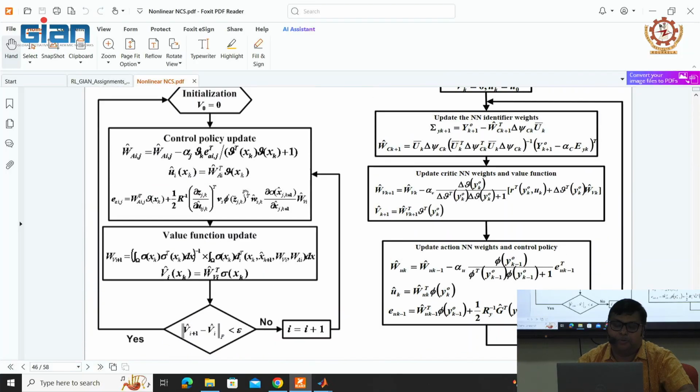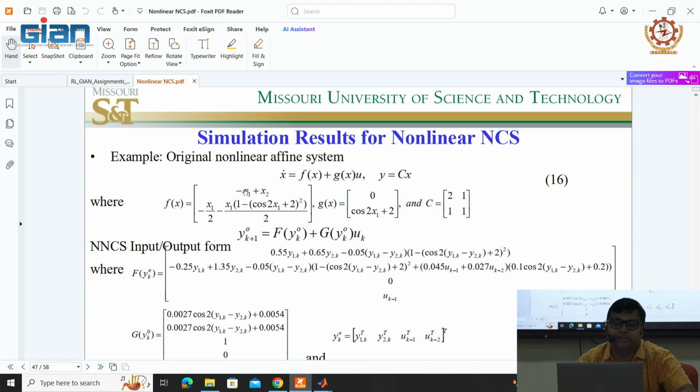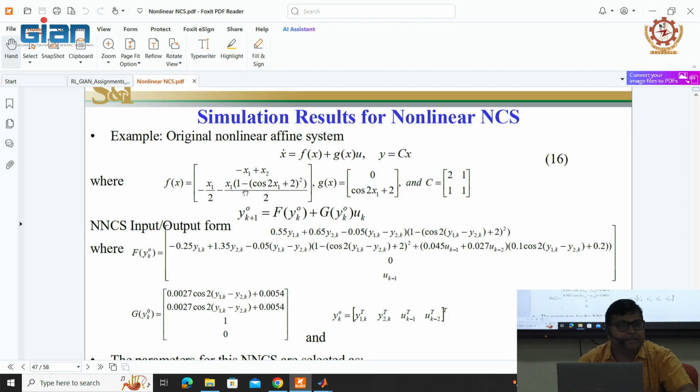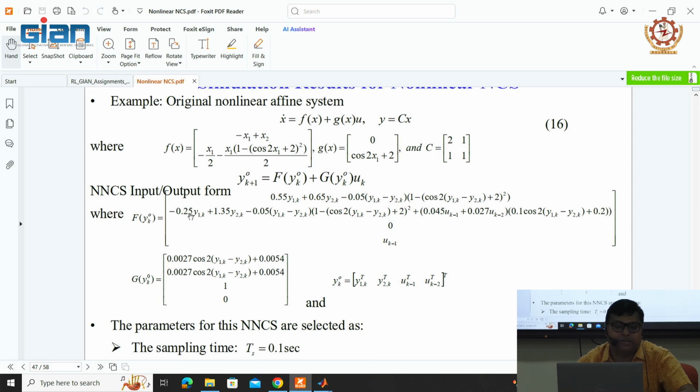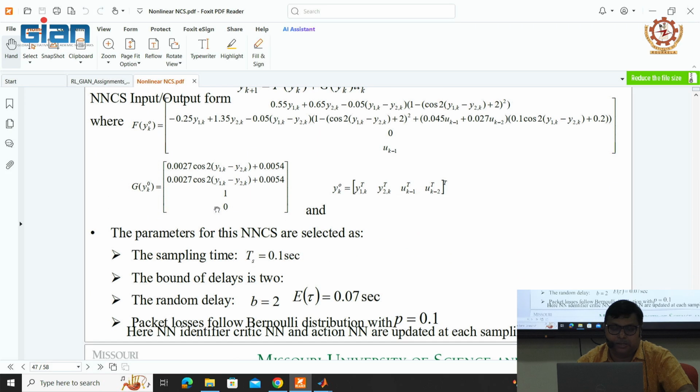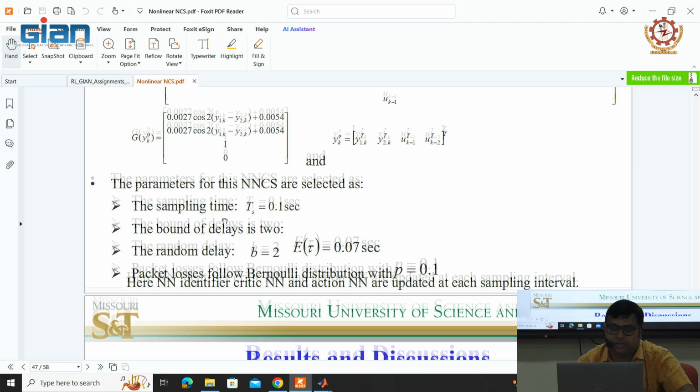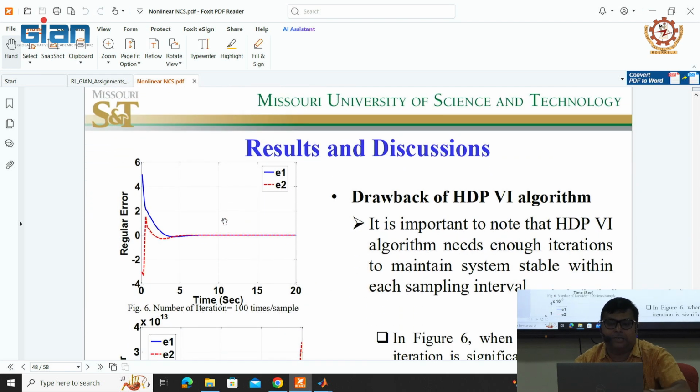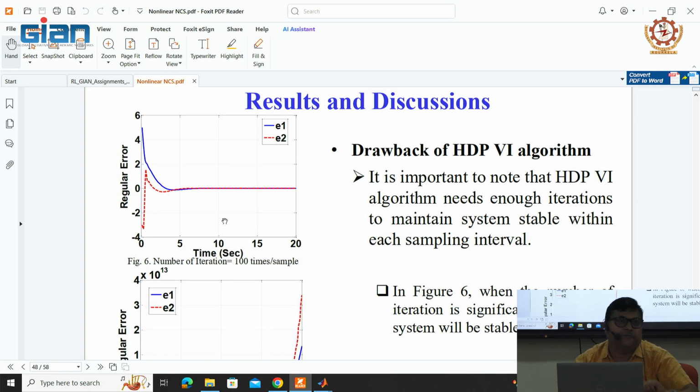So for the next problem, the infinite horizon, the system is already given in the slide, the same system we are taking. And here you can find out how f and g are calculated. After introducing the delay and packet losses, the parameters that are selected are in the slide. As for the results, you can only see the figures when you run the MATLAB program, but the analysis of those figures you can do from the slide here.